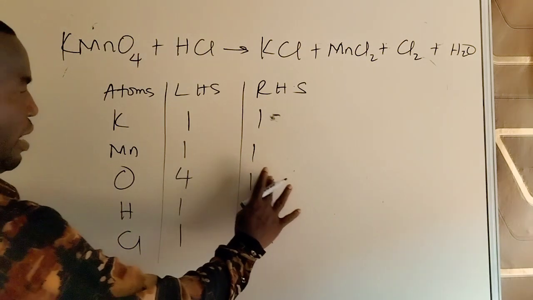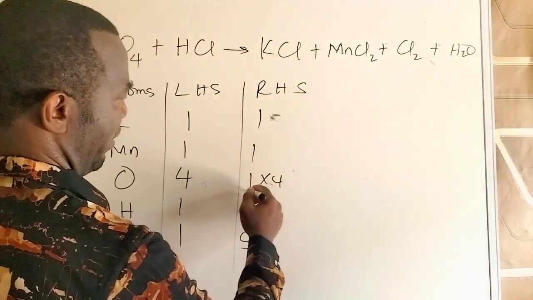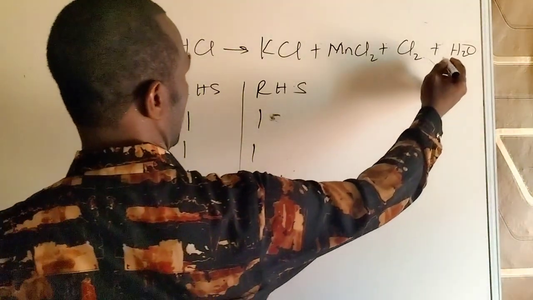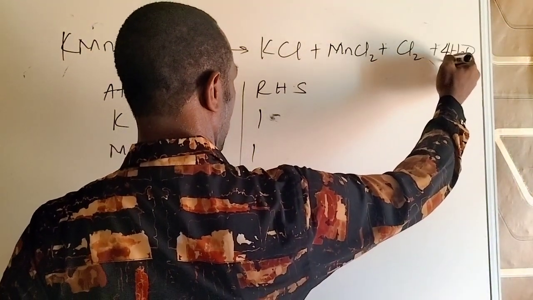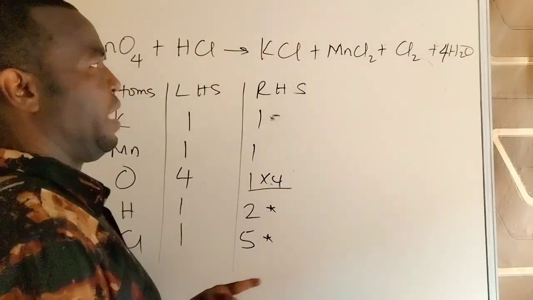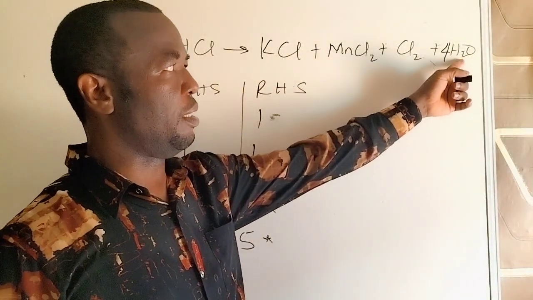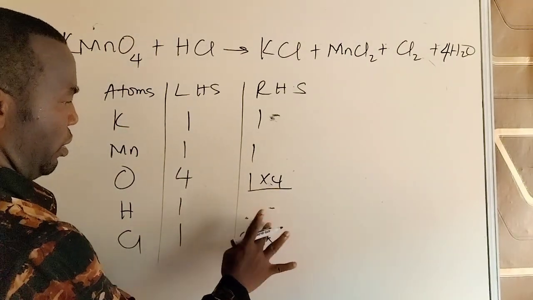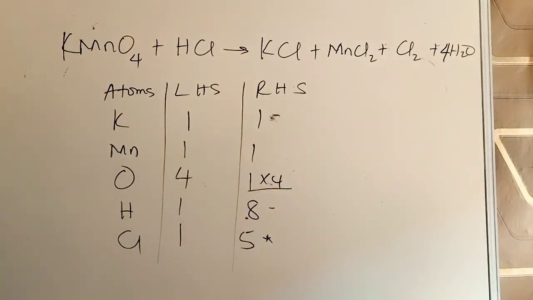We multiply this side by 4, that's the right hand side. We locate oxygen. Oxygen is found in water, we put 4 in front of water. And that will make hydrogen become 8 as well. So hydrogen now is changed from 2 to 8 on this side. Having done that, I go to the table again and look at hydrogen and chlorine.